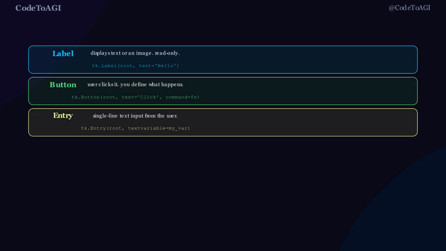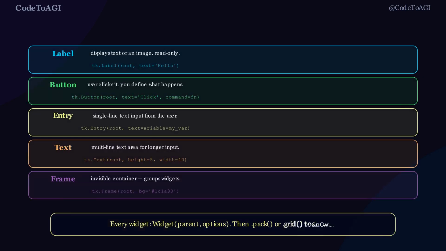Widgets are the building blocks of every Tkinter app. Label displays text or an image. Read only. Button, the user clicks it. You define what happens. Entry, a single-line text input box. Text, a multi-line text area for longer input. Frame, an invisible container that groups other widgets. Every widget is created the same way. Widget class, parent window, then configuration options. Then call .pack, .grid, or .place to make it appear.